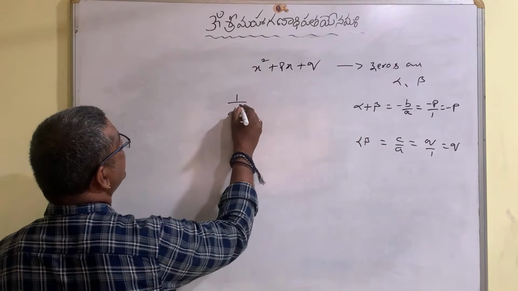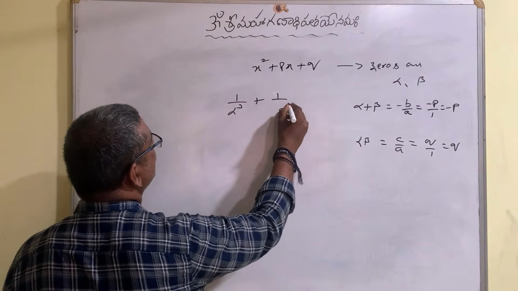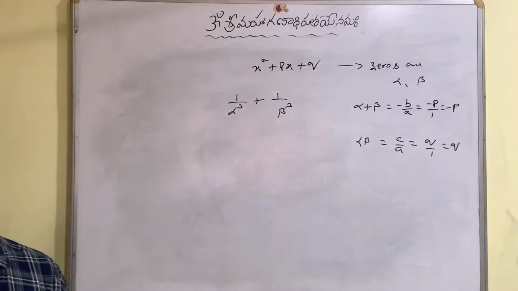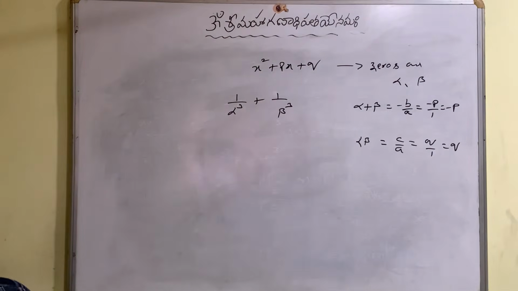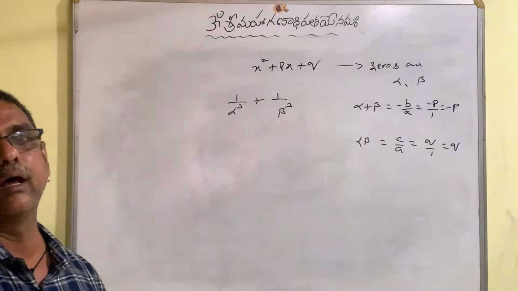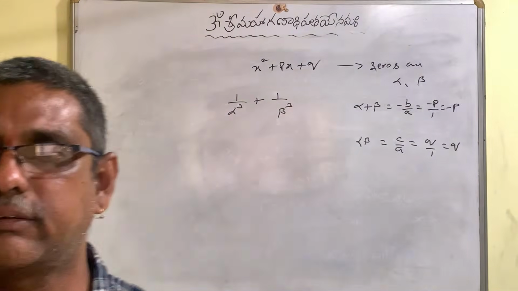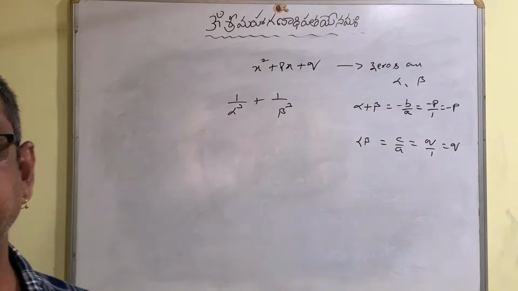One by alpha cube plus 1 by beta cube. Find the value of 1 by alpha cube plus 1 by beta cube. See, all these problems I am doing considering only this polynomial. But in exams you will be given different polynomials. Okay?